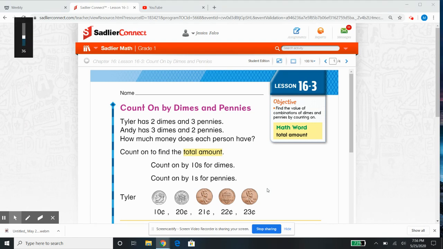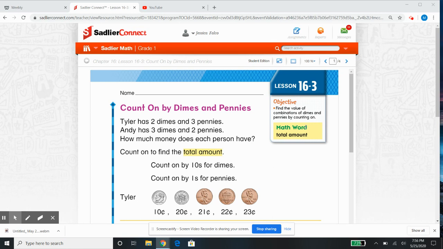We're going to be talking about lesson 16-3, which is titled Count On by Dimes and Pennies. Our objective is to find the value of combinations of dimes and pennies by counting on. Our math word is going to be total amount. So a little bit different, right?